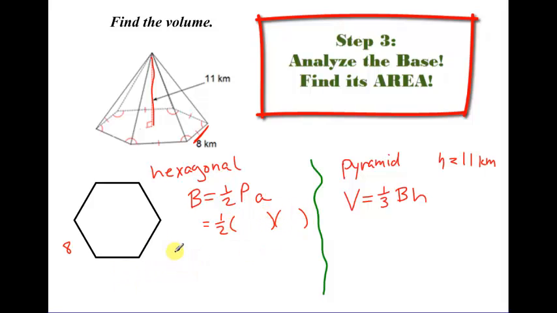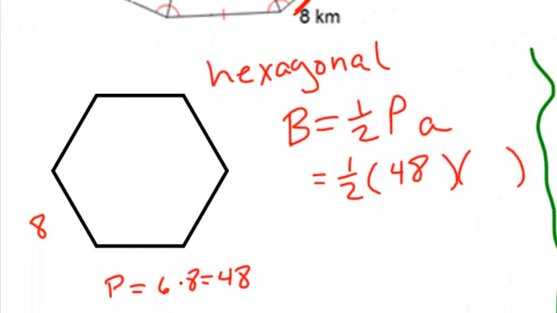Perimeter's not too hard, we can do that. Perimeter would just be 6 sides times 8, so 48 for the perimeter. We can go ahead and put that in. But the apothem, we don't know that, it's not given to us.